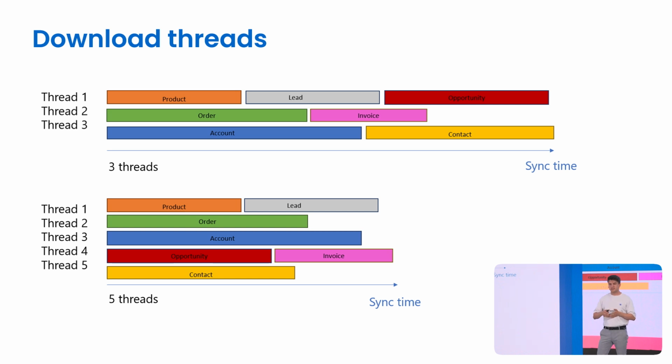And we can see that just by increasing the number of download threads, like in this case, in the first image I have 3 threads downloading 7 entities. In the next image I have 5 threads. And you can see just by increasing the number of threads, I can bring down the synchronization time, and this can be significant in many cases. It can be 30, 40%.